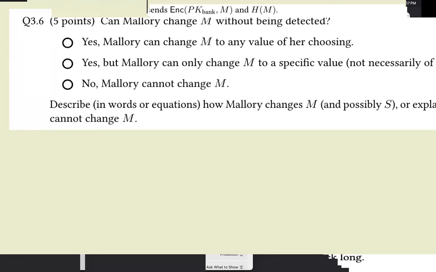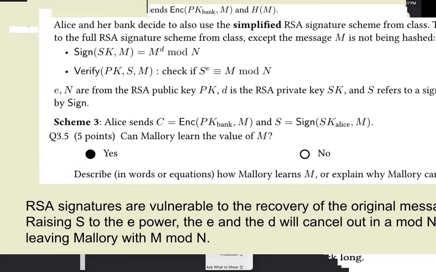Yeah. Is it yes, but to something that will have the same value of n mod p? You're saying it's the second option? Yeah. Why do you think that? Since Mallory now knows D and E both, she can just find something that will give the same answer in the verify. Yeah, I think that makes sense.